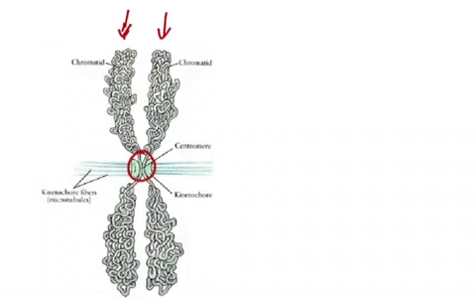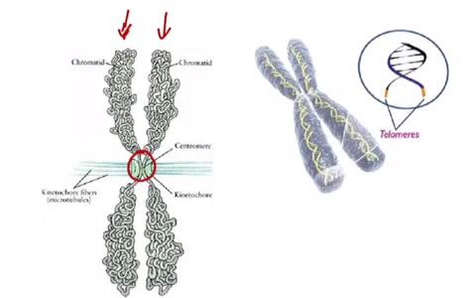Let's have a look at telomeres. The telomeres are regions of repetitive nucleotide sequences found at the end of each chromatid. So at the ends of the chromatids are these repetitive nucleotide sequences referred to as the telomeres. The telomeres are there to help protect the ends of the chromatids during replication and protect from the natural loss sometimes of nucleotides due to the replication process.